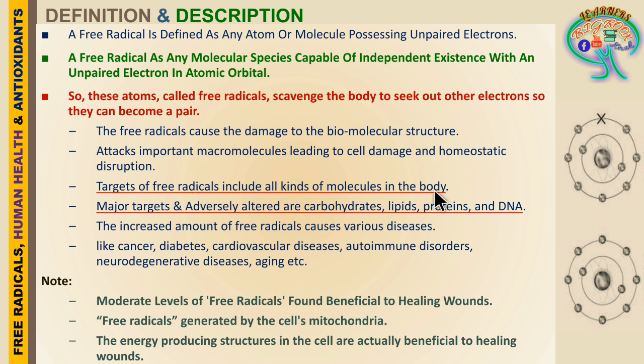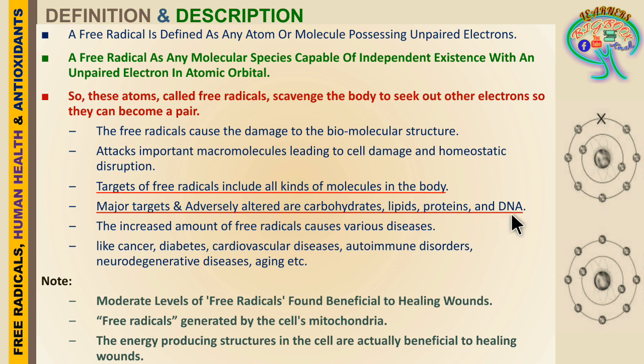As we have discussed, free radicals can react with any of the molecules or atoms within biomolecular structures, so they can react with all kinds of molecules within the body. Major targets and adversely altered are carbohydrates, lipids, proteins and DNA. Carbohydrates are present in the biomembranes of the cell. Lipids are also present in the biomembranes. Proteins are present both in the biomembranes and within the cells. And DNA, you know, is the nuclear material.